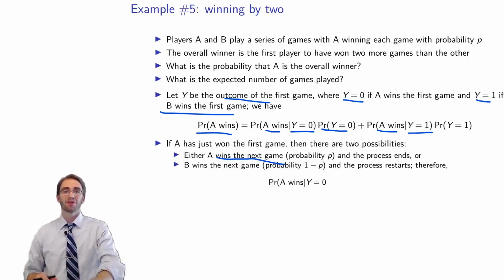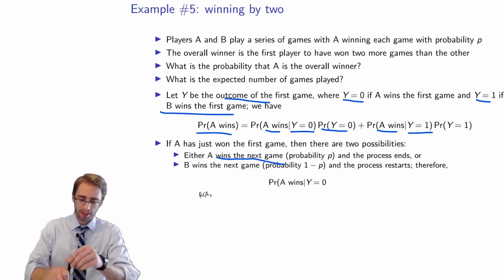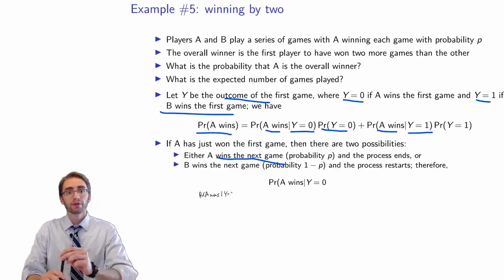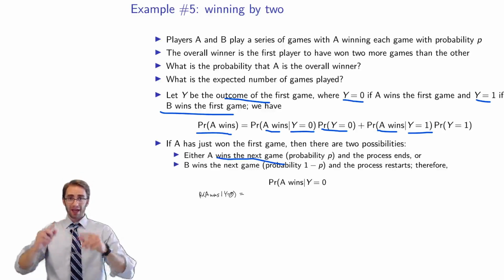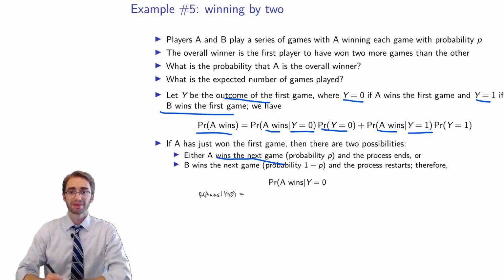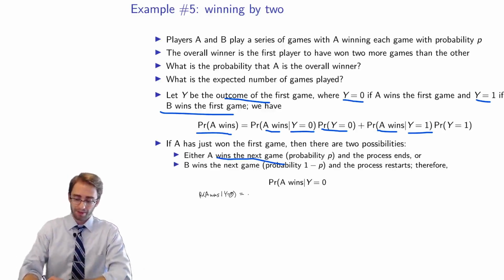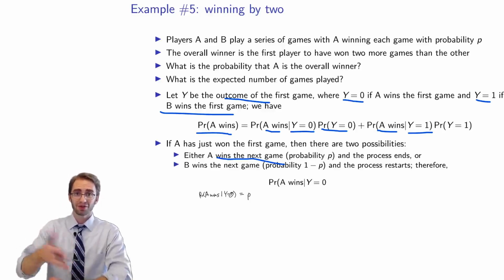I'm going to copy this formula that's at the bottom of that slide over there. We'll say the probability that A wins, given that Y is 0. So A has won the first game. What is that equal to? That's going to be what? There's a probability of P. So remember, right now, A has just won the first game. So what's the possibility here? There's a probability P that A just wins outright, because if A wins the next game, then that's 2 in a row and they're done.